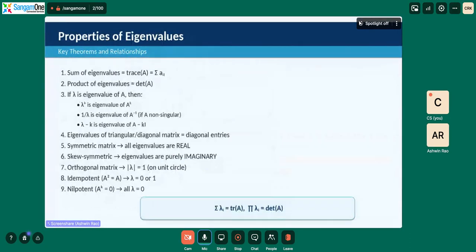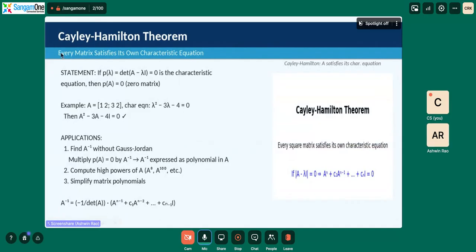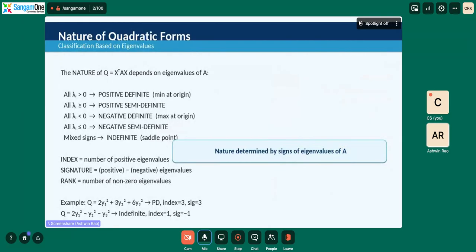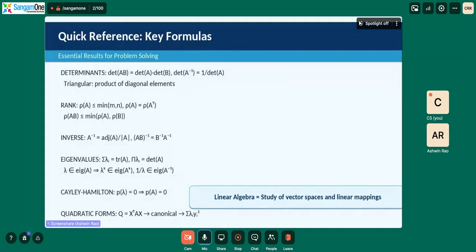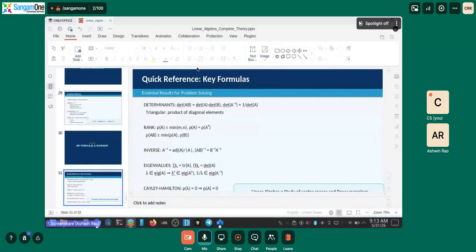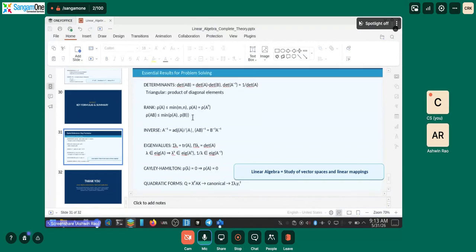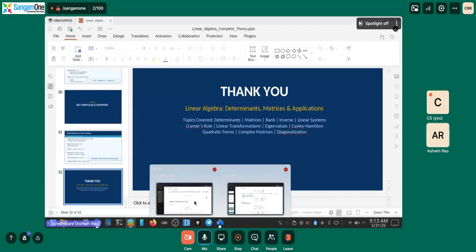Also, diagonalization of matrices and the Cayley-Hamilton theorem. These are just formulas. No need to prove any derivation. We'll solve problems, and from that we can understand this. Same goes for these. These are the conditions. Okay, let's go solve some problems. These are the formulas.